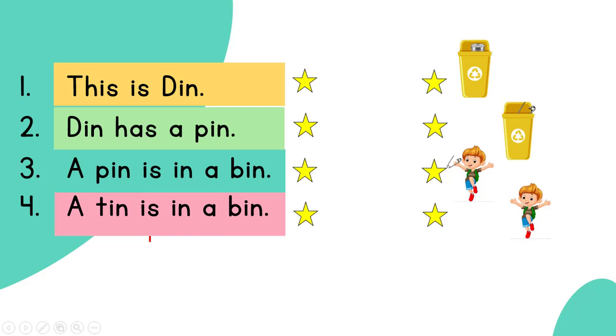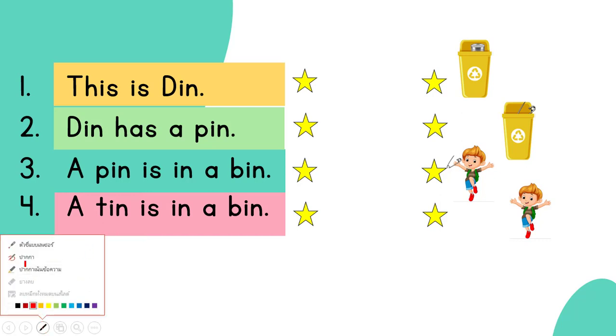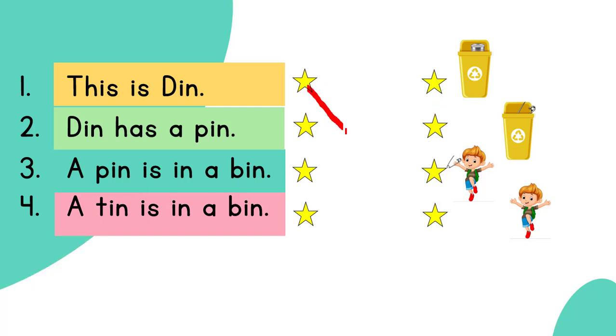All right, now let's draw the line to match the sentence to the pictures. Okay, the first one, this is Din. Which one is this is Din? One, two, three, or four? Is it one? No, it's four. This is Din. Next one. Din has a pin. Which one is Din has a pin? One, two, or three? Is it two? No, no, no. Is it three?